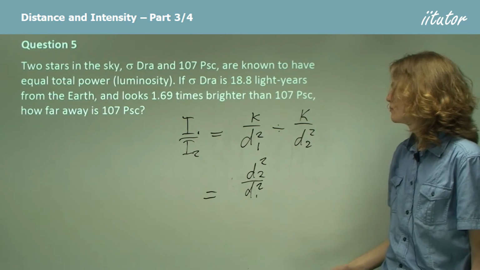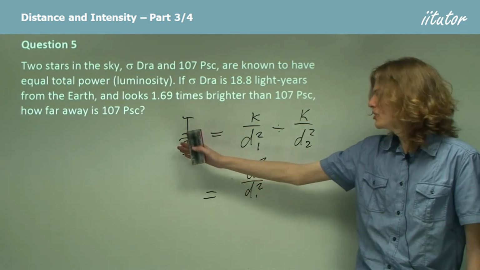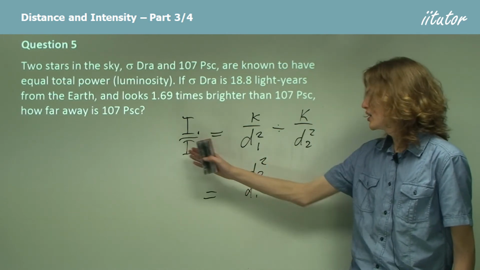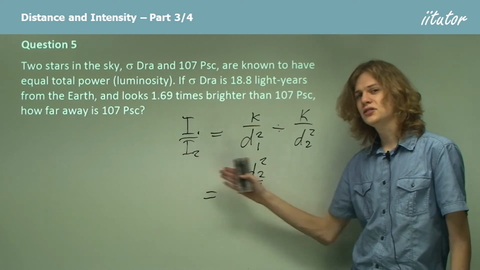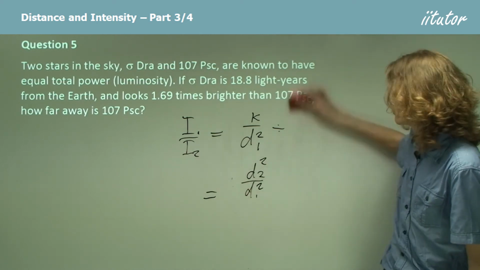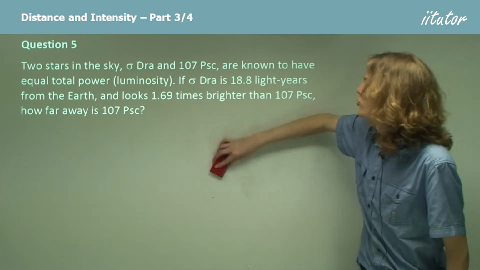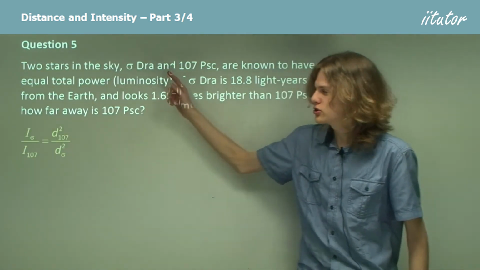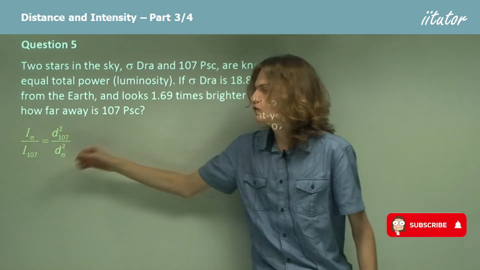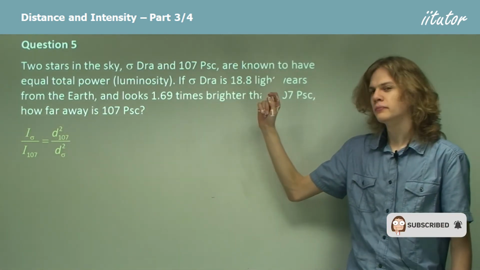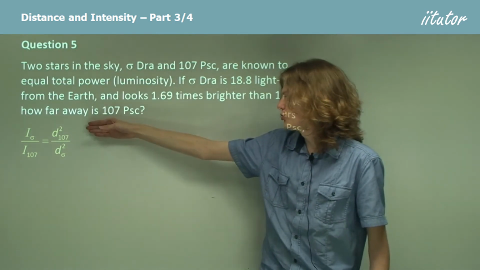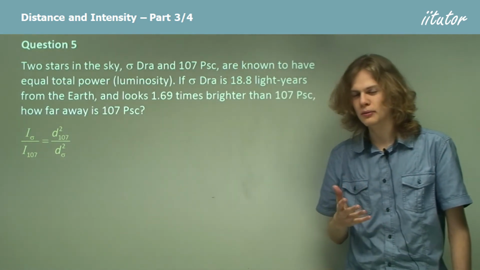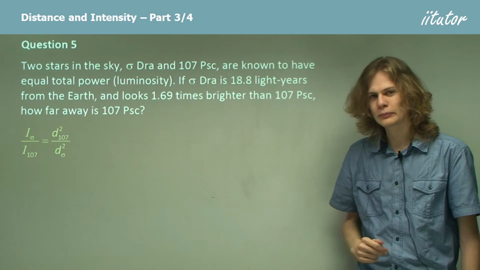cancel out. So now we have a very easy to read relation between the intensity of the two stars and the distance that we are from them. So that's a good starting point to try and answer this question. The intensity of Sigma Draconis over the intensity of 107 Piscium is equal to the distance squared of 107 over the distance squared of Sigma. That is Sigma Draconis, the star.